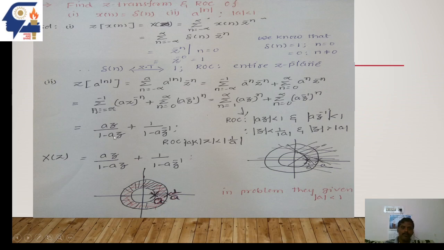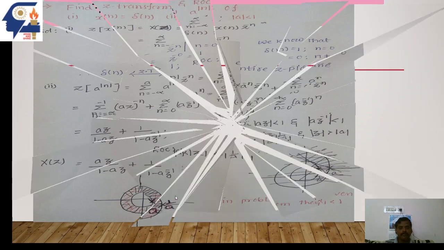For this one, the pole is 1 by a; for this one, the pole is a. So a and 1 by a, because a is less than 1. If you take a as 0.5, the other is 2, which is greater than 1. That is why first a will come and the second one 1 by a. So combined, it is a ring. This ROC is exterior to the circle of radius a and interior to the circle of radius 1 by a.